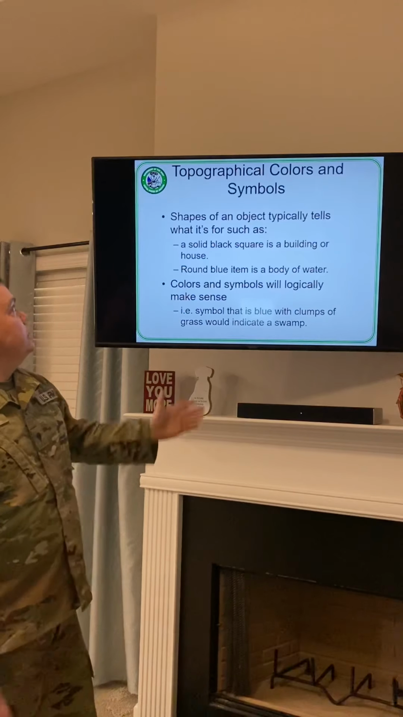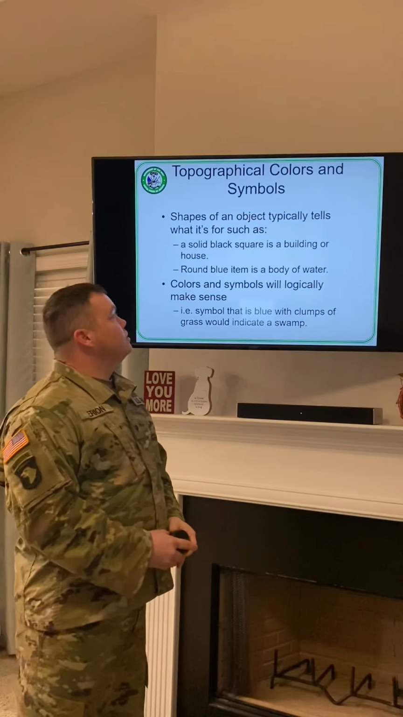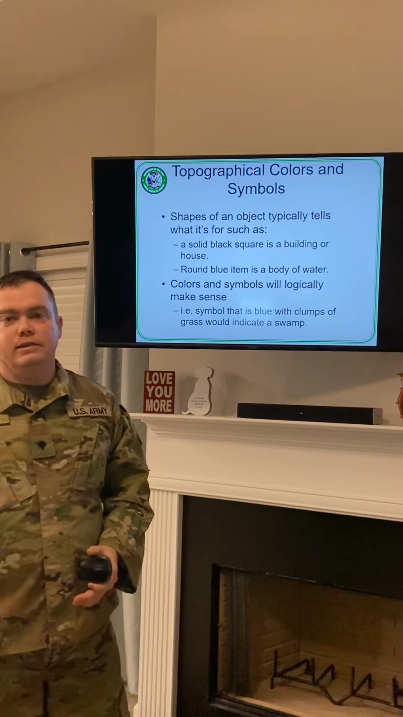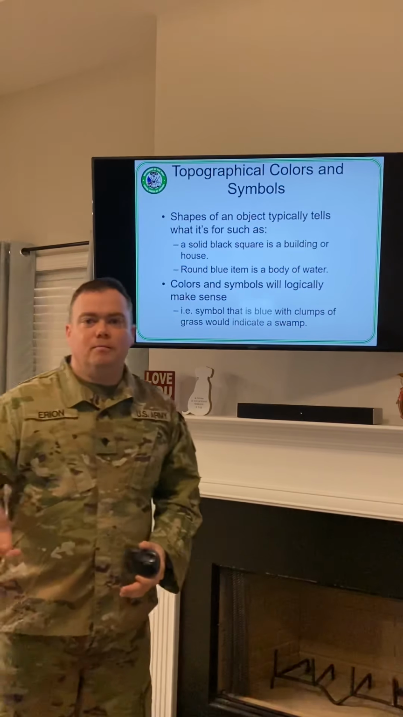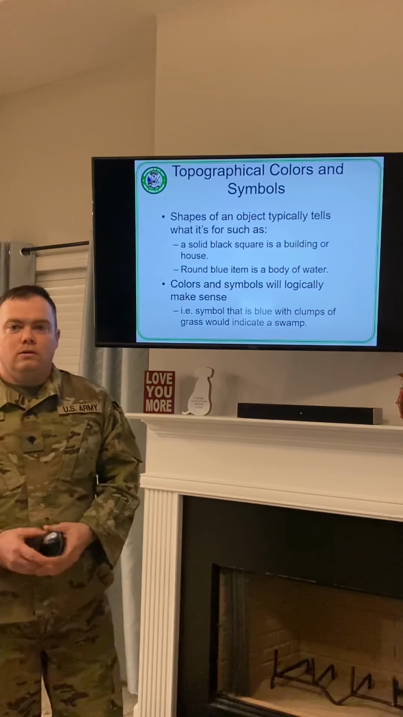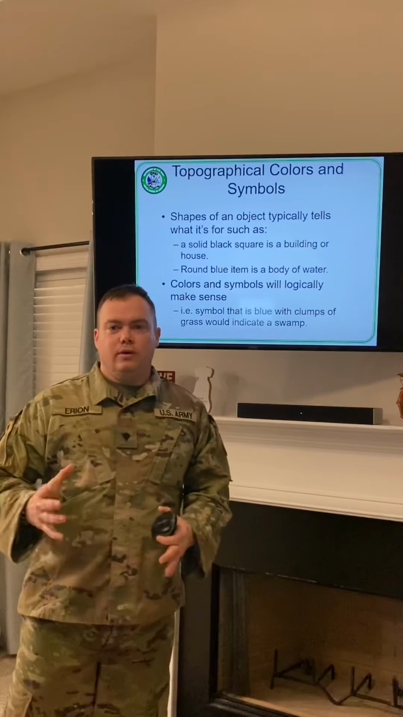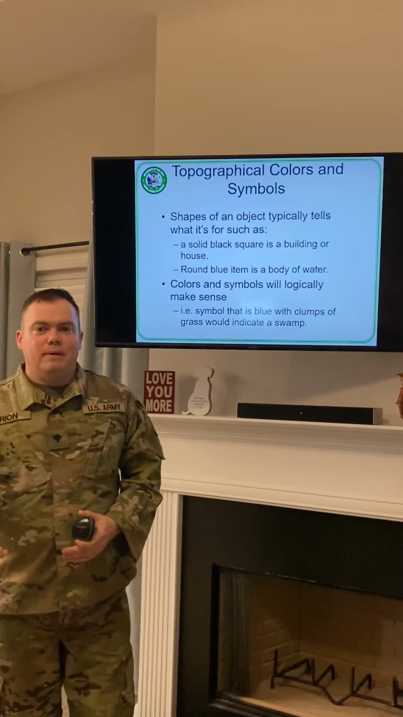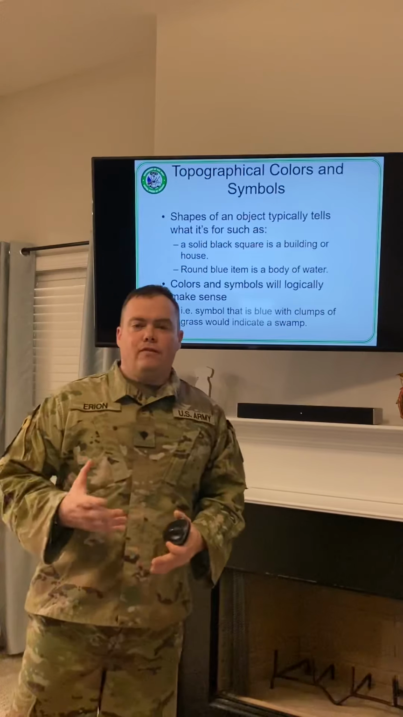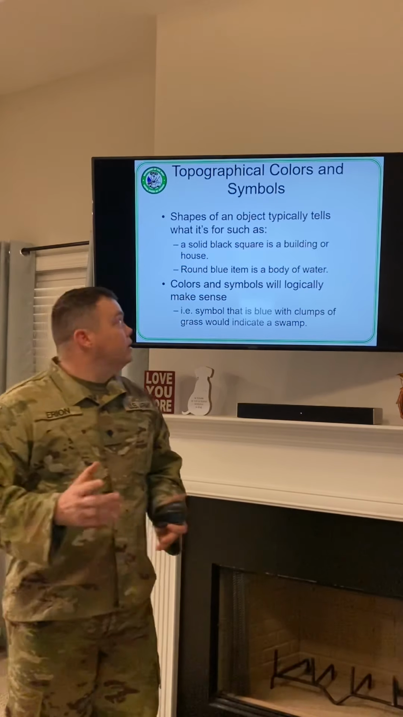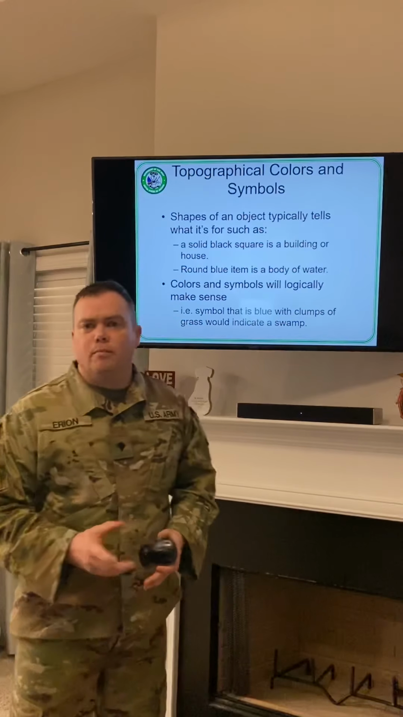So, the topographical colors and symbols. Shapes of an object typically tell you what it is, like a black, solid square is a building or a house. A round blue item is a body of water. Colors and symbols will logically make sense. Like if you have a blue circle with clumps of grass in the middle, it will indicate a swamp or a marsh.